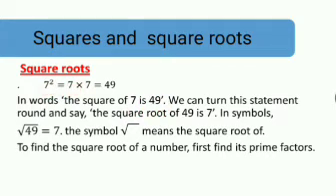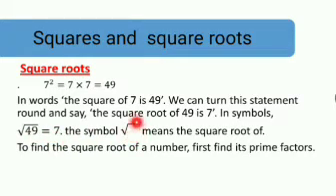And this is what is being written here. Exactly, the square of 7 is equal to what? 49. Now we can turn this statement around and say the square root of 49 is 7. So if the square of 7 is 49, it means that the square root of 49 is 7. Now in symbols, symbolically we have the square root of 49 is equal to 7.